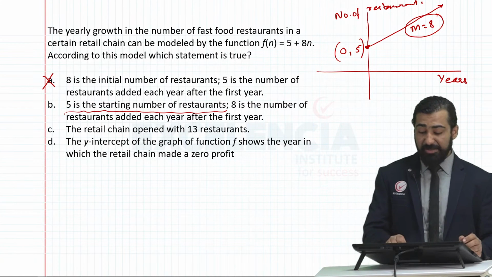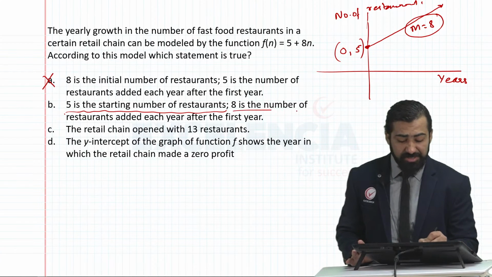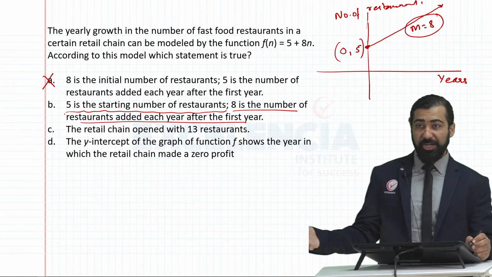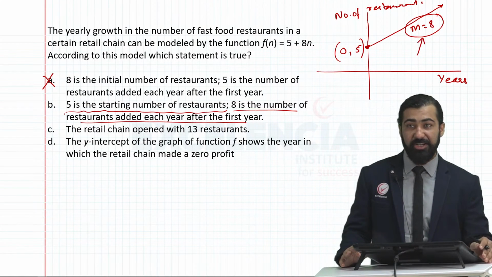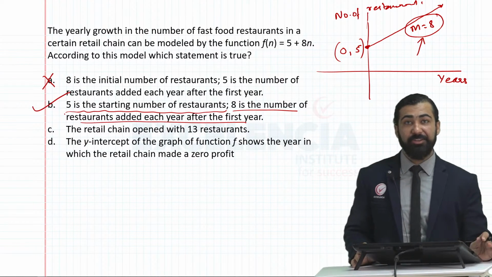So 8 is the number of restaurants added each year. This is also true, because when we are increasing the number of years by 1, the number of restaurants increases by 8, because the slope of the graph is 8, or the gradient of the graph is 8. So B looks like the correct option.